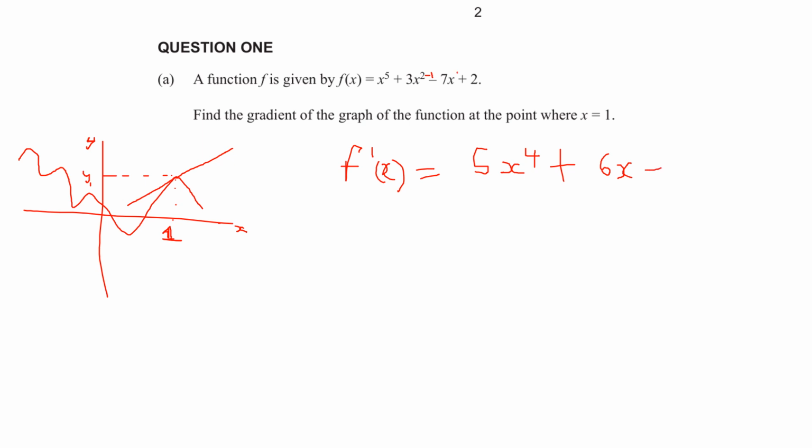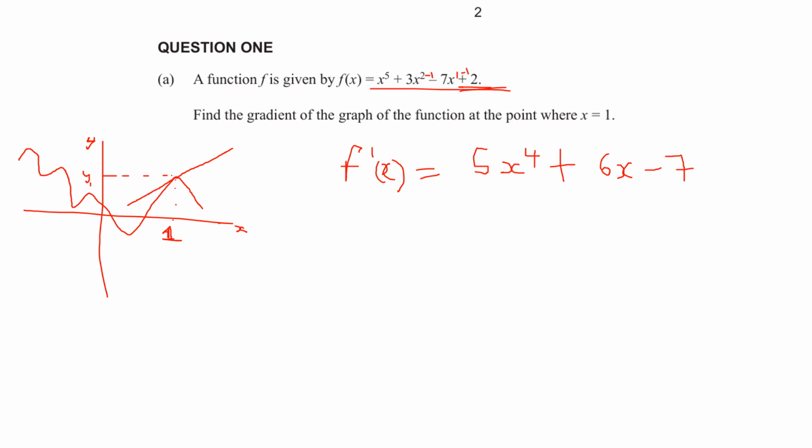Here there would be a 1, so the 1 multiplies the 7 and it remains 7, and 1 minus 1 is 0. x to the power 0 is 1, so we just have a 1. The 2 disappears because if you differentiate a constant, it's always going to be 0. So this is f prime of x, the derivative of the function.